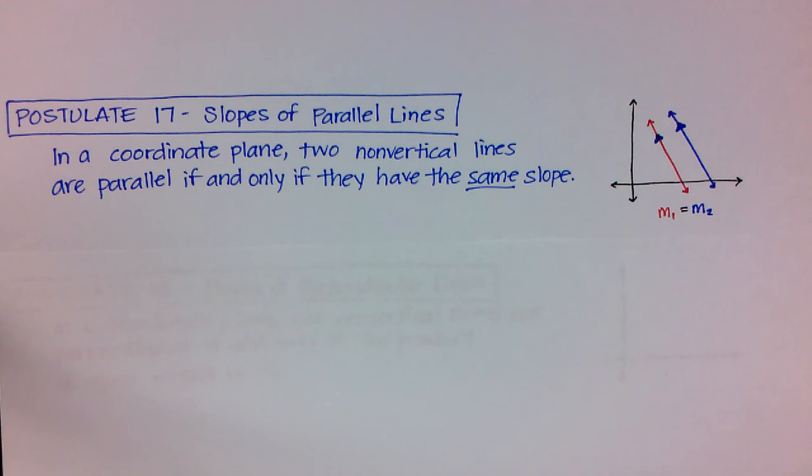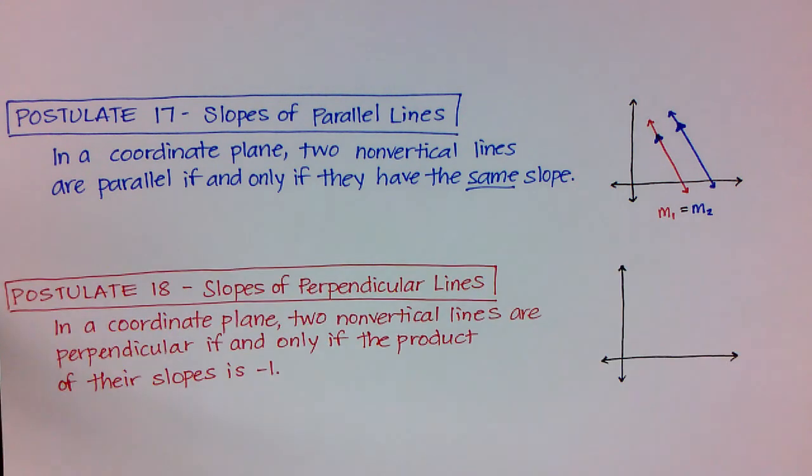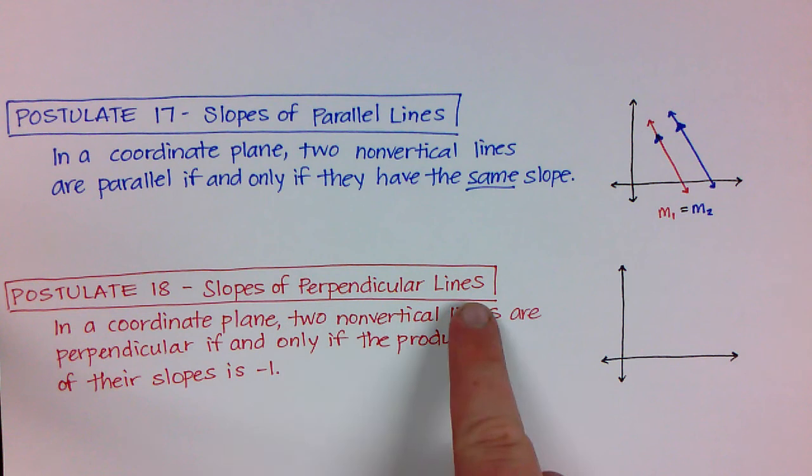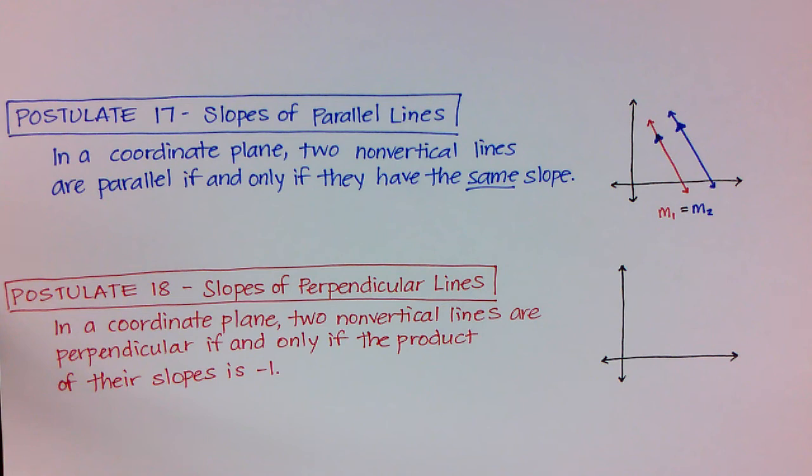And that's all that this postulate is telling us. The next postulate is postulate 18, and it's the slope of perpendicular lines. It says in a coordinate plane, if 2 non-vertical lines are perpendicular, that's going to happen if and only if the product of their slopes is negative 1. So they're not the same, but when you multiply the 2 different slopes, you should get negative 1.